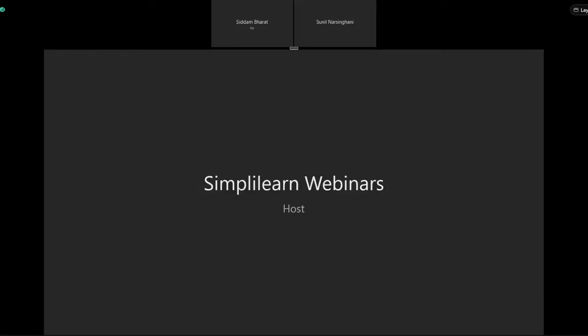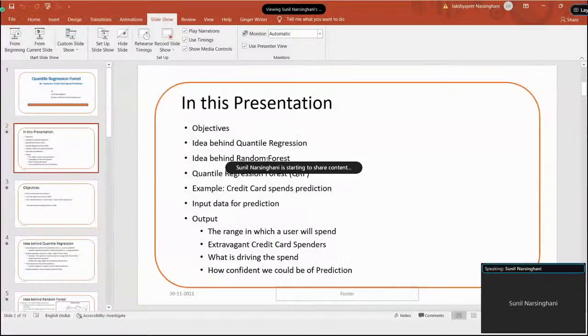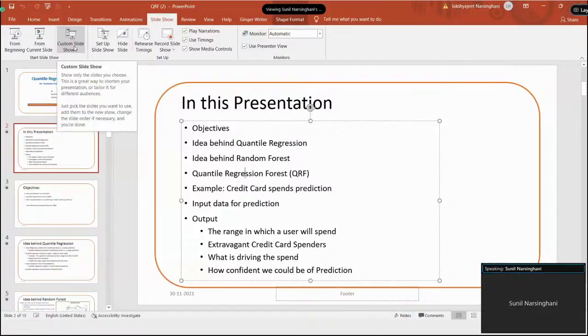If not, I will share it from this side. Okay, is it visible now? No, it is not. Let me share the slides from this side. Okay, let me try last time, just one second. Okay. Is it visible now? Yes, yes, it is.